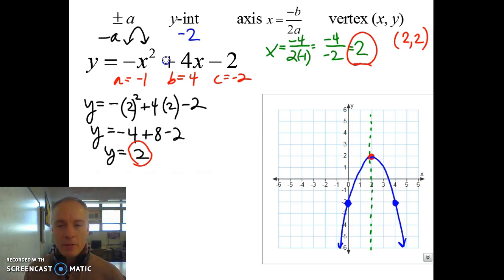And the last thing to figure out is the vertex. So if x equals 2 on my vertex, then I plug in 2 for x and find out that y also equals 2. So the vertex is at 2, 2. Hopefully you did that well.